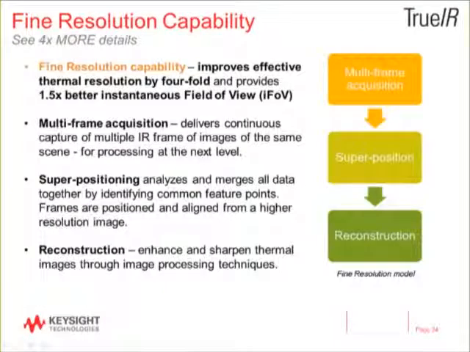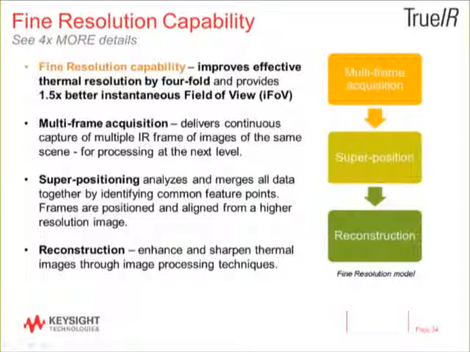So let's take a look at how fine resolution works. As I mentioned earlier on, the fine resolution enhances the resolution by 4 times, meaning you can see 4 times more details. And it also gives you 1.5 times better instantaneous field of view, and this is achieved using a complex algorithm on a lower resolution detector.